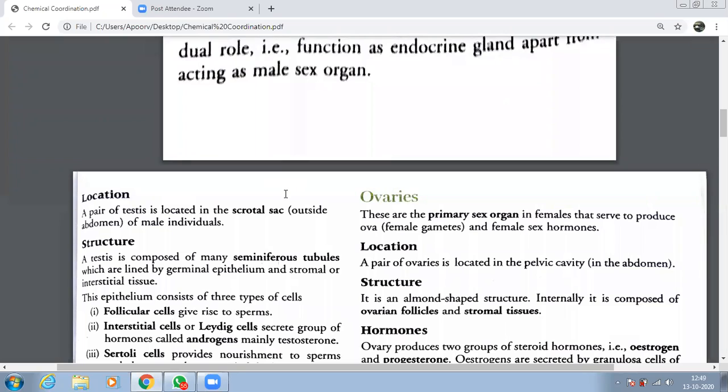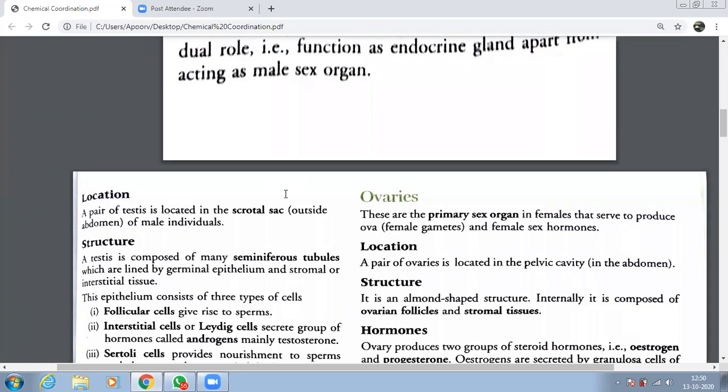Sertoli cells produce a hormone also. Name the hormone. Inhibin hormone. Yes, I'll tell you about this hormone very soon. Continue with this set of questions. You're not even asking questions. Function of Sertoli cells. It gives nourishment to the sperms and also secretes a hormone named inhibin hormone. Good. Next question.